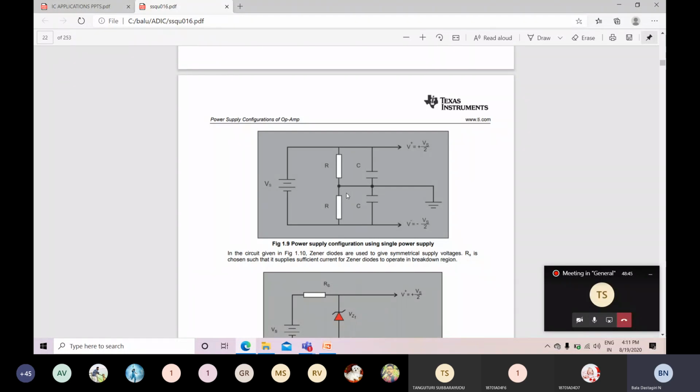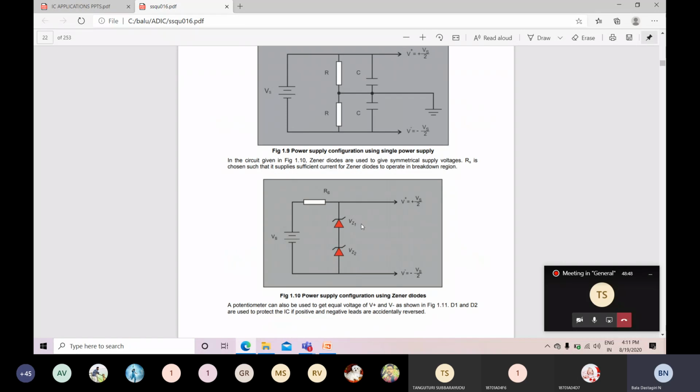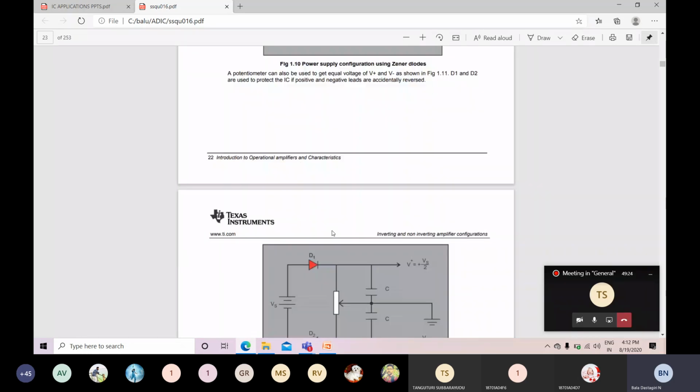The next method to give the power supply to the op amp is to use the Zener diode. This is the structure of the Zener diode. We use Zener diodes because they can give symmetrical supply voltages. Here RS is chosen such that a sufficient amount of current is provided for the Zener diodes in order to operate them in the breakdown region. A potentiometer can also be used equivalent to that of Vs here. So D1 and D2 are another thing.